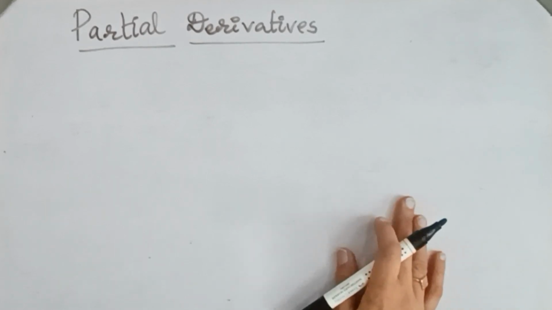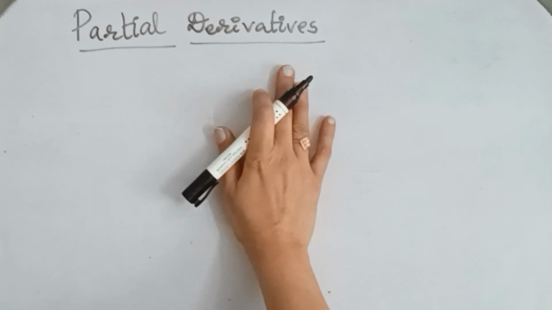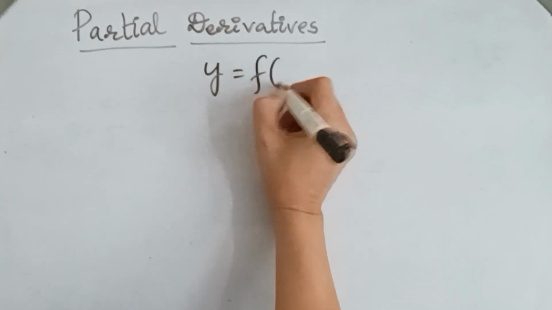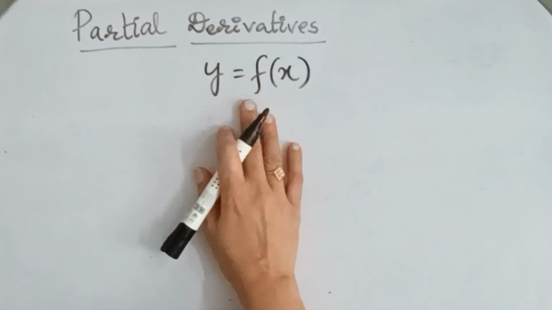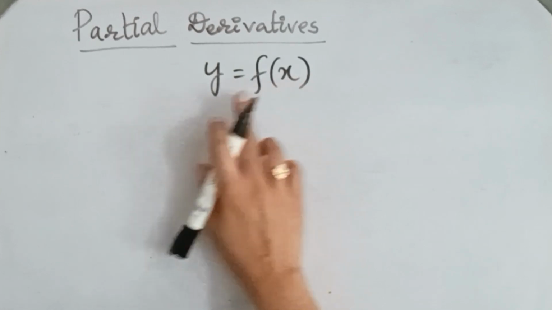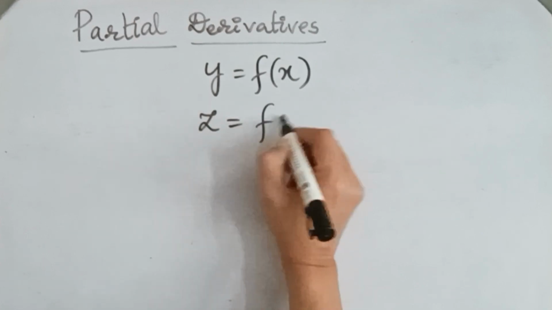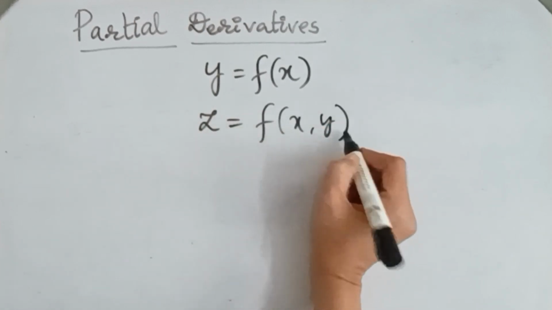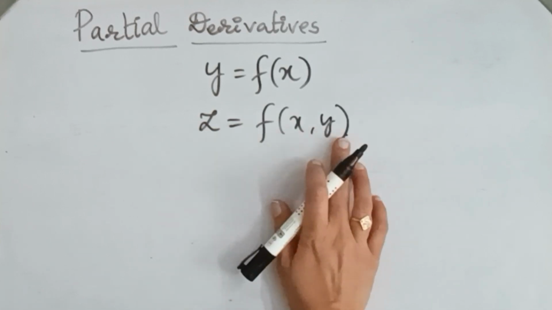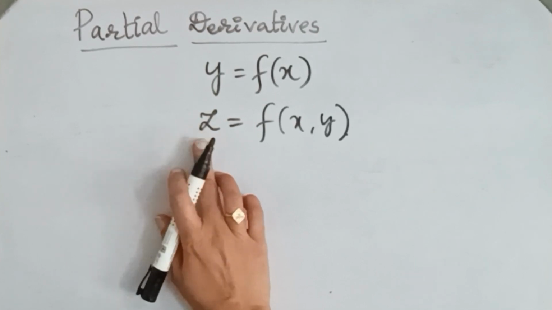In this video, I'll explain what partial derivatives are and how to find partial derivatives of a given function. If you have y equal to f of x, then this is called a single valued function because there is one input x and one output y. If you have the function z equal to f of x comma y, then this is called a two variable function. Here there are two independent variables x and y and one dependent variable z.